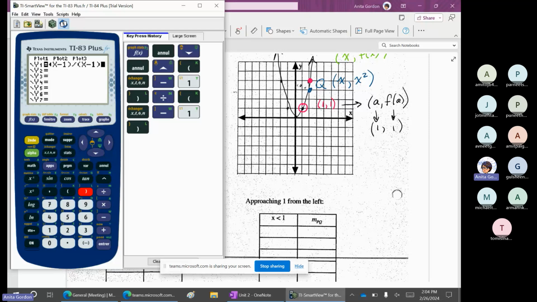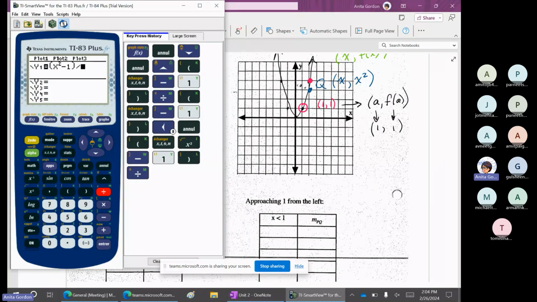Use the arrows to go back and forth. And I think I just missed a squared there, so let me try that again. Back, back, back. Or here, maybe if I can just clear it. (x squared minus 1) over (x minus 1).